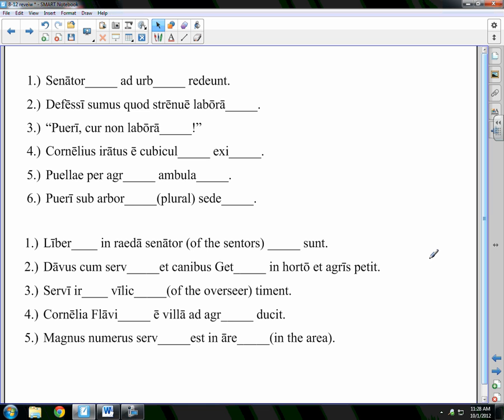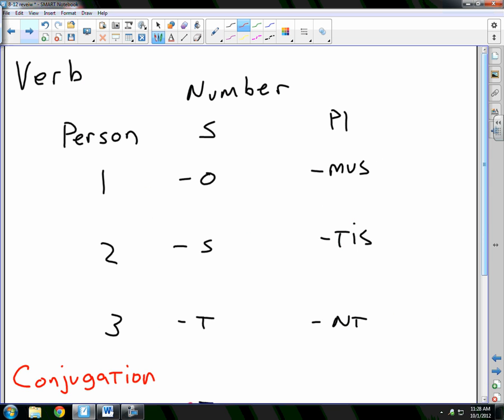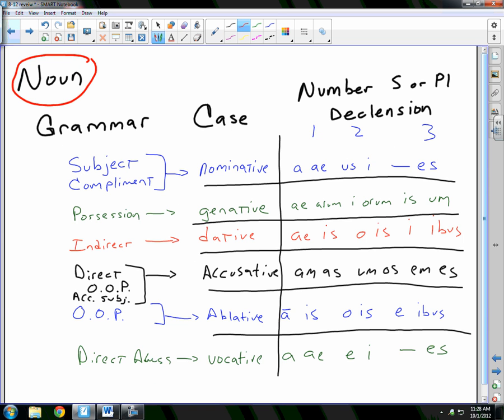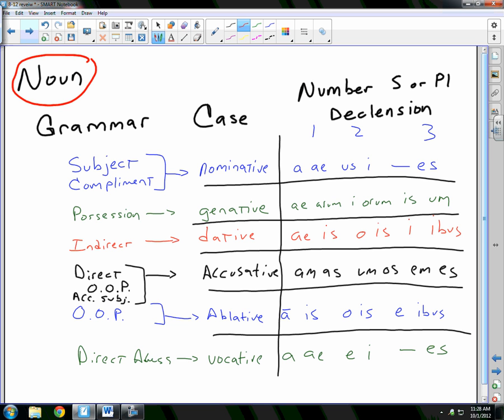The first thing I have to do is decide, am I dealing with a noun? Am I dealing with a noun, or am I dealing with a verb? Okay, so let's look at the first one. We have senator. That looks like a noun to me. So what I'm going to do is look at my nouns here. Whenever I'm dealing with a noun, the first thing I have to do is determine how is it being used grammatically.